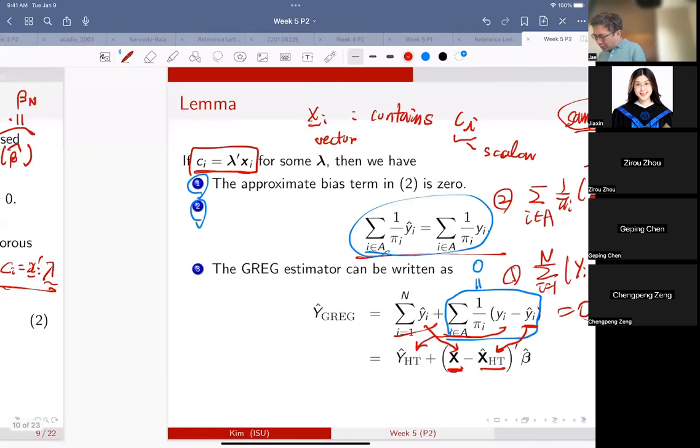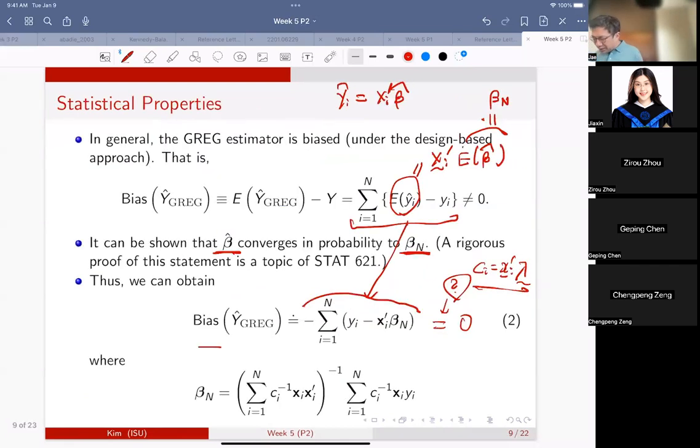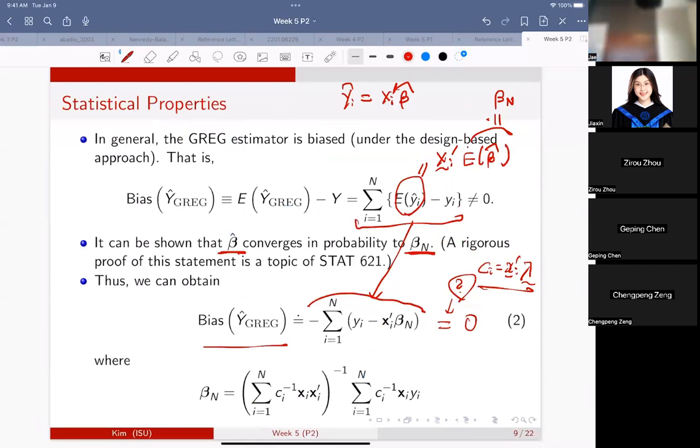So why are we adding this one? What's the point of adding this one? Notice that this is actually minus the bias, an estimator of the bias. So bias is this. And how to estimate it? This is a population total of the residual, so you can apply the Hurwitz-Thompson method to estimate it.